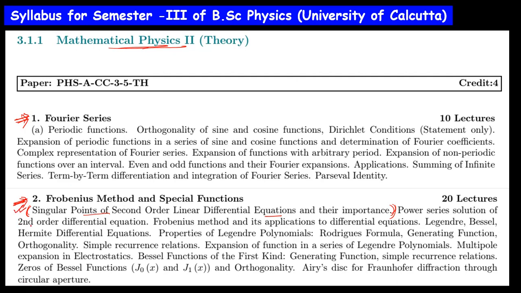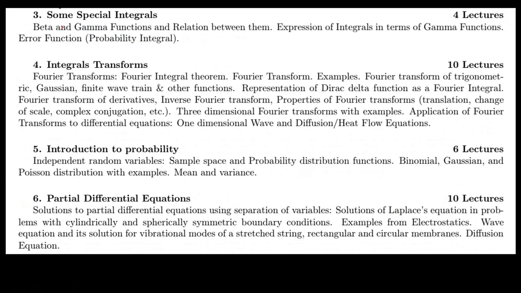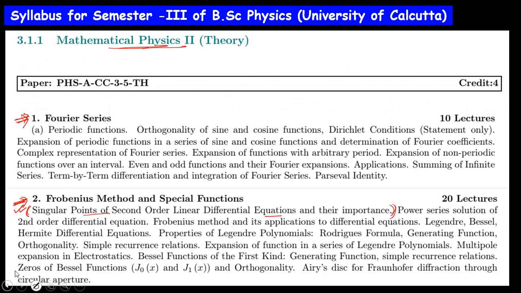You can see this is the total syllabus: special integral, then integral transform, introduction to probability and the partial differential equation. This is the total syllabus of mathematical methods for semester 3 of Calcutta University Physics Honours, right? So let's start with this portion, that is the Frobenius method and the special function.